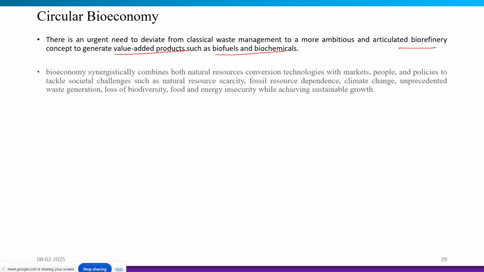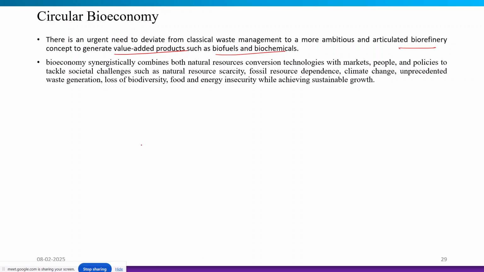So the bioeconomy synergistically combines both natural resources conversion technology with markets, people, and policies to tackle the societal challenges such as natural resources scarcity, fossil resources dependence, climate change, unprecedented waste generation, loss of biodiversity, food and energy insecurity, while achieving sustainable growth.